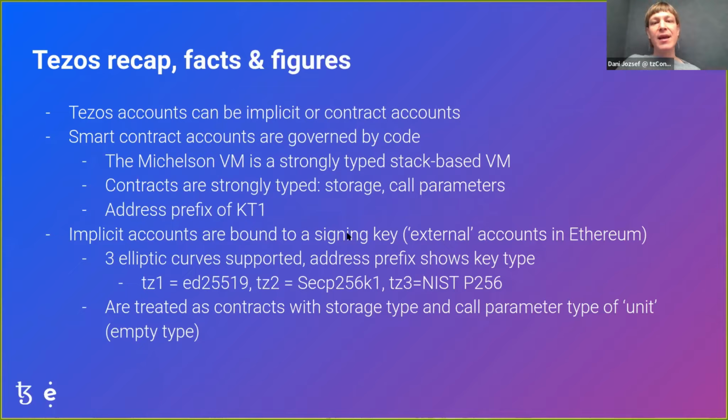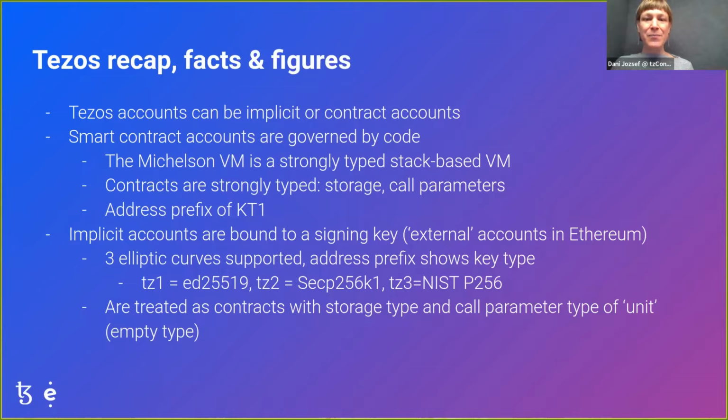Then the accounts connected to a signing key, that is to a wallet, are called in Tezos land implicit accounts. And Tezos supports multiple signing algorithms. So currently 3 elliptic curves are supported: ED25519, SECP256K1, and the NIST P256. And these are identified by the tz1, tz2, and tz3 prefixes.